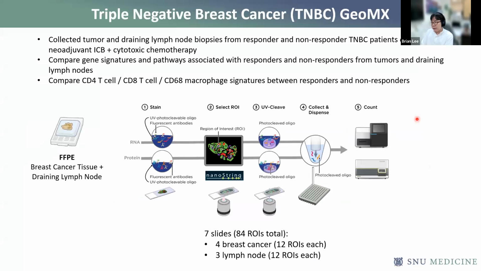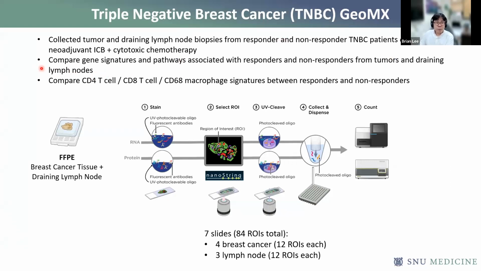And so the first project that I'll talk about is a triple-negative breast cancer project that we're currently working on. This is where we've collected tumor and draining lymph node biopsies from both responders and non-responder TNBC patients who were enrolled onto neoadjuvant immune checkpoint blockade plus cytotoxic chemotherapy. And so what we wanted to do is to really compare gene signatures and pathways associated with responders and non-responders from both the tumor and, importantly, where all the immune priming is going on, in the draining lymph nodes.